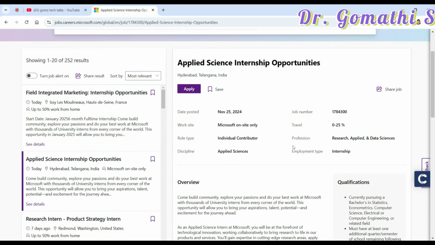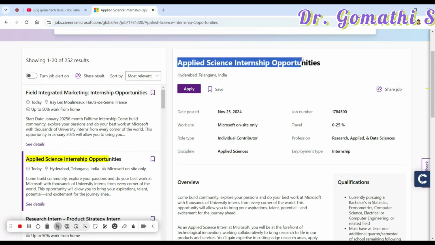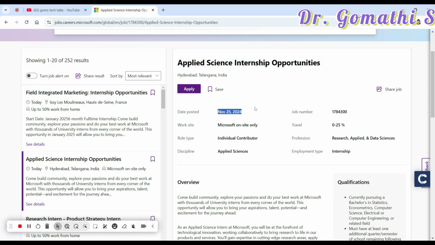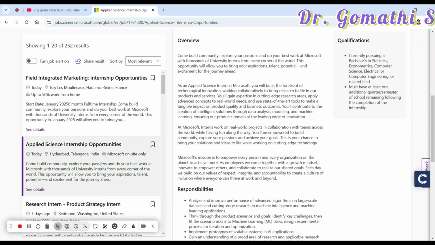Okay, so let's talk about this particular internship by Microsoft, which is the Applied Science Internship. They posted it on November 25th, that is yesterday. The work site is Microsoft Office, and you will be an individual contributor. You can see that the profession is research and data science, applied science, okay? So let's just deep dive into it.